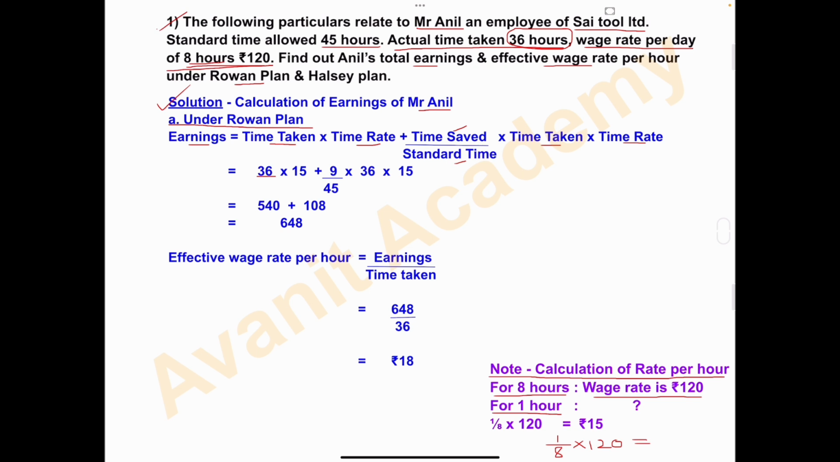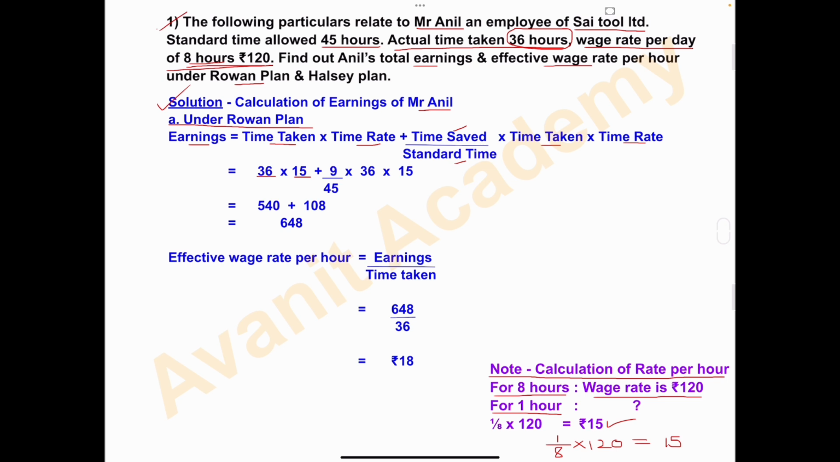The answer is ₹15. For 8 hours, wage rate is 120. For 1 hour, wage rate is ₹15. That is the time rate, time rate per hour or wage rate per hour. So time taken, we have already written, that is 36. Time rate 15, just we have calculated.